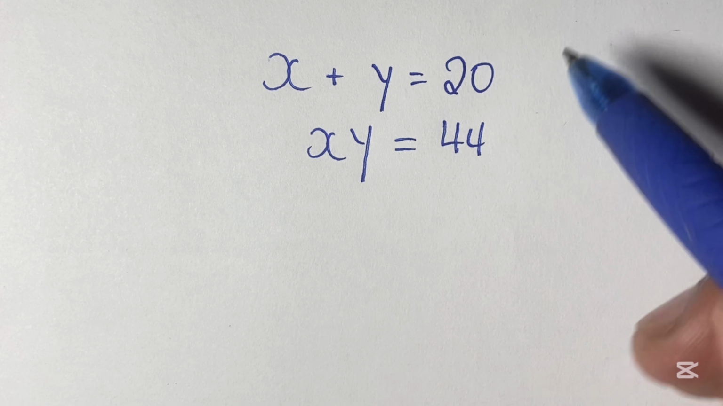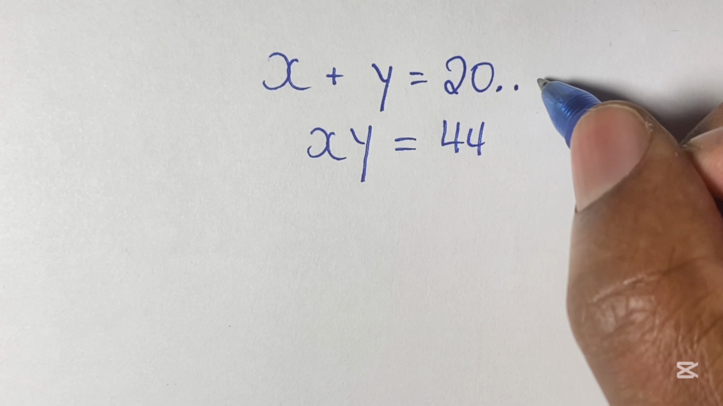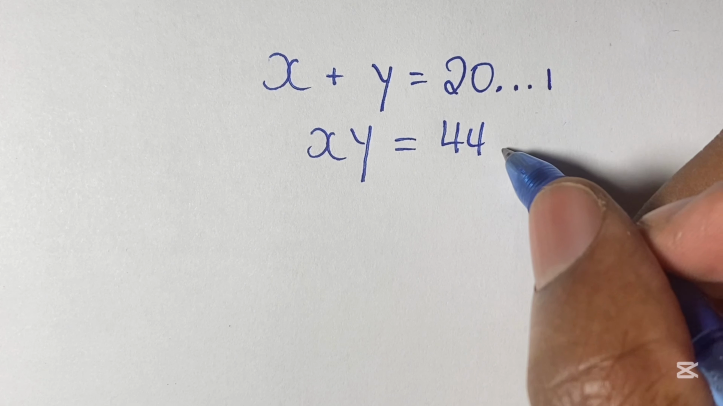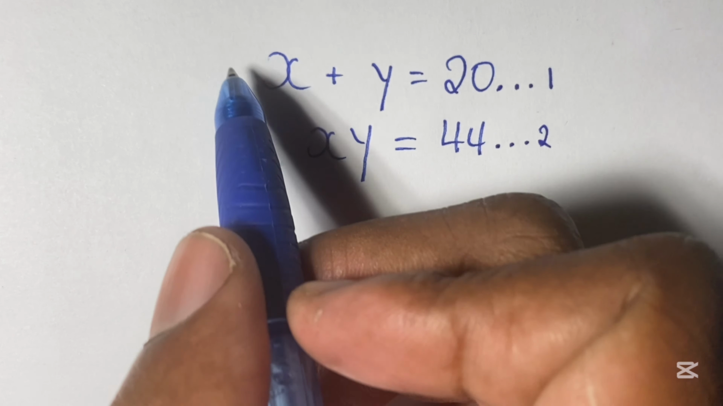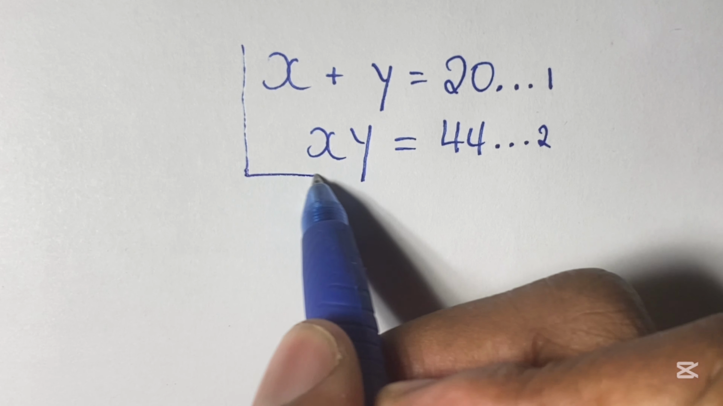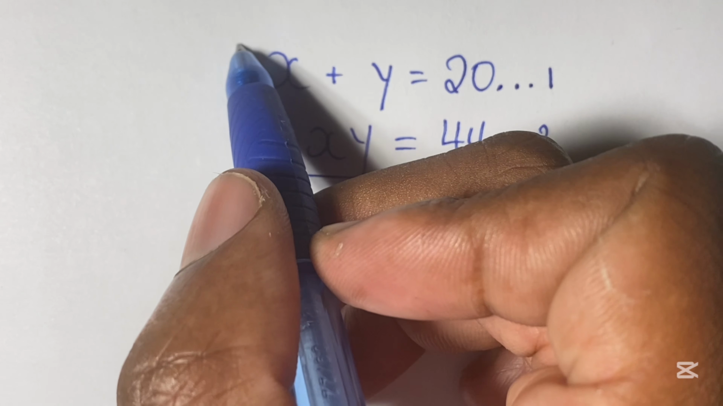Here we have another pair of algebraic equations where we have x plus y is equal to 20, and that's equation 1, and we have x times y is equal to 44, and that's equation 2. So we are going to be solving the values of x and y in this situation.